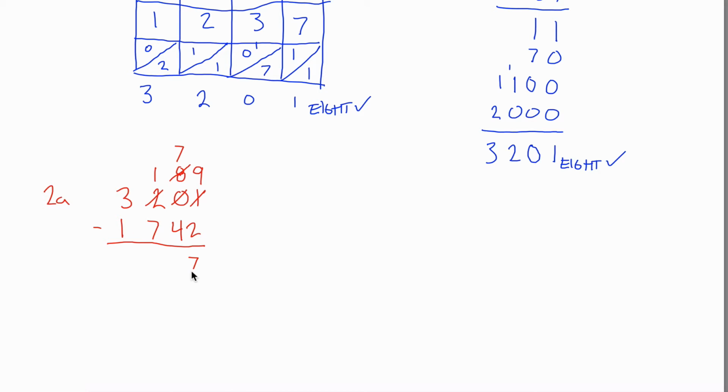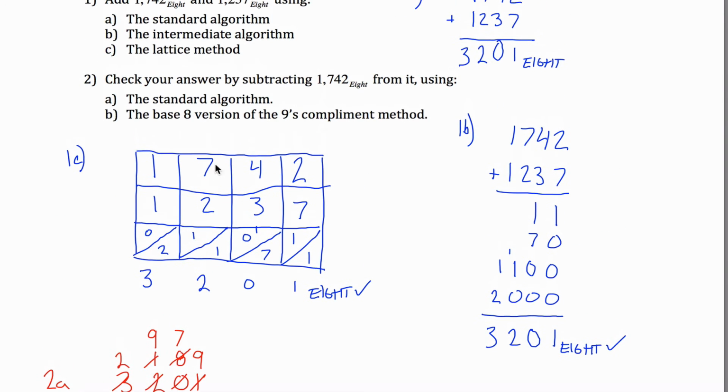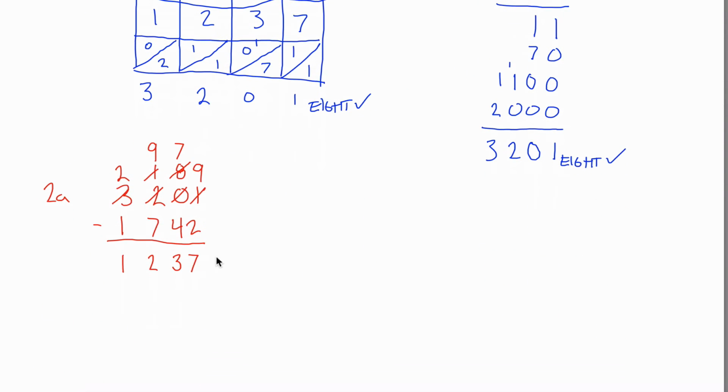9 minus 2 is 7. 7 minus 4 is 3. 1 minus 7 can't do it, but I could borrow from this, which would make this a 9. And now 9 minus 7 I can do it, and 2 minus 1 I can do it. I get 1, 2, 3, 7, which is good. That's exactly what I was hoping to get. This is in base 8.